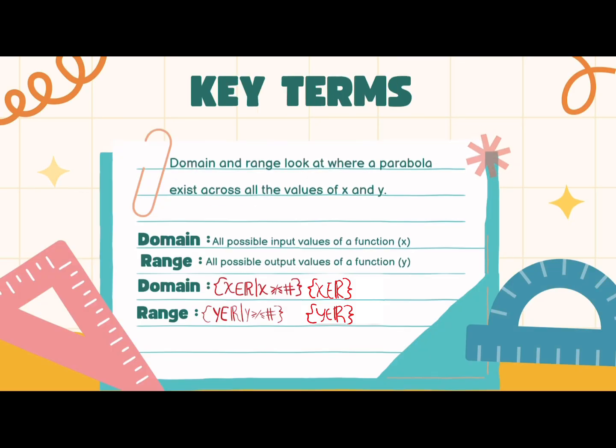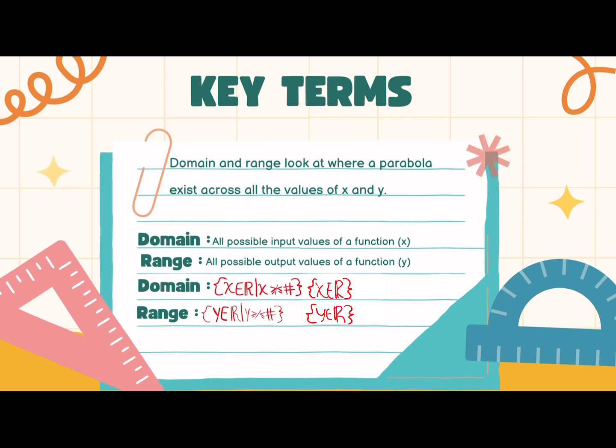So today we'll be talking about domain and range and the key terms. Domain and range look at where a parabola exists across all the values of x and y. Domain is all possible input values of a function, which is going to be your x values, while your range is all possible output values of a function, which is going to be your y values.